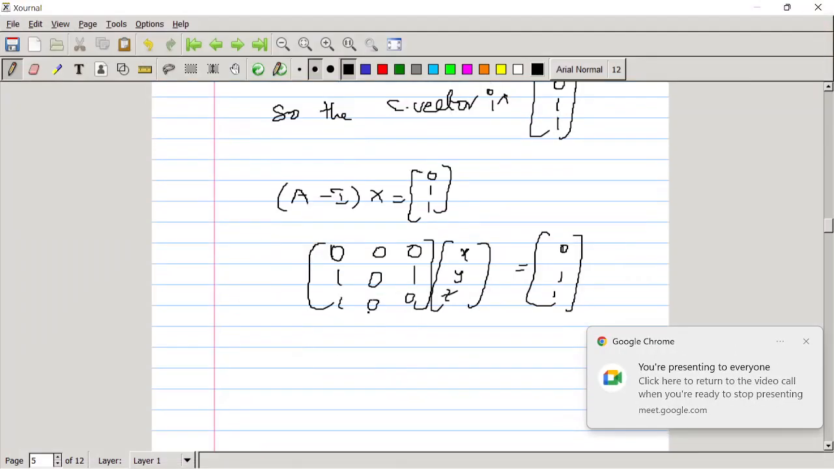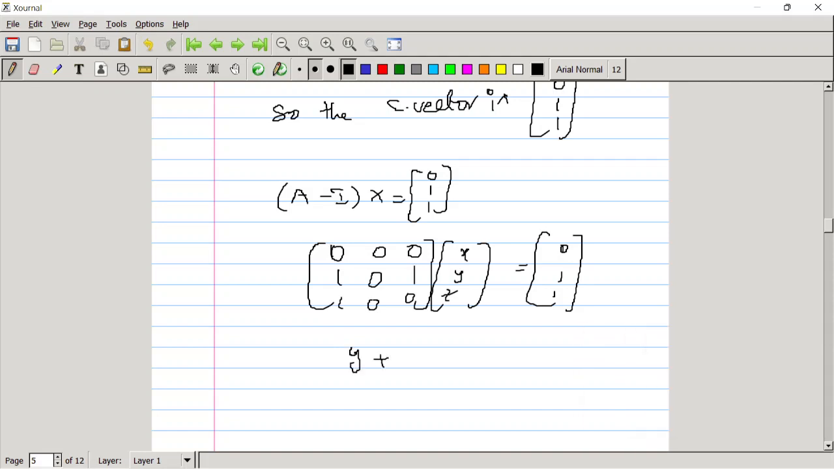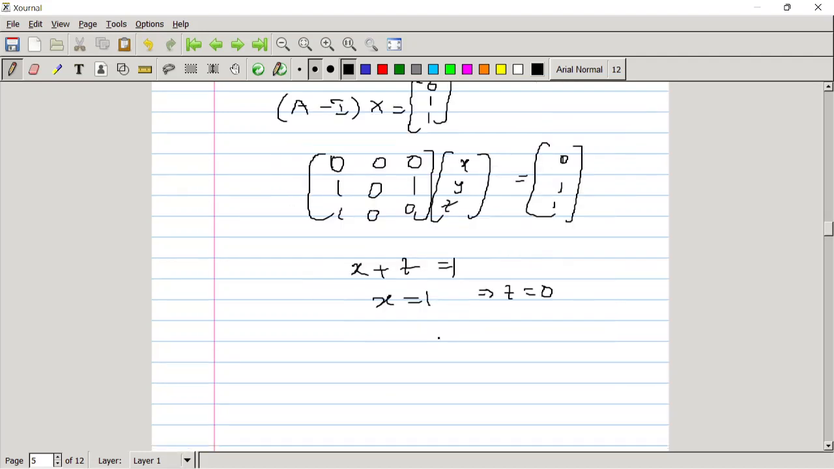So by solving again these three equations we get x plus z equal to 1, x equal to 0, and z equal to 0. So the eigenvector is 1 0 0, and then 1 1 0.